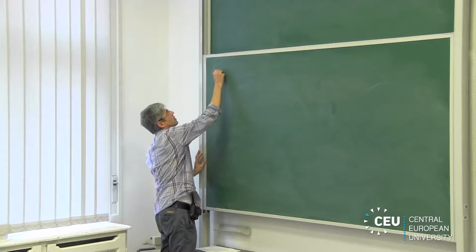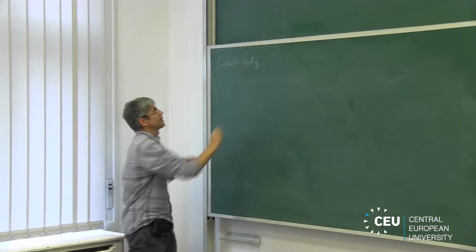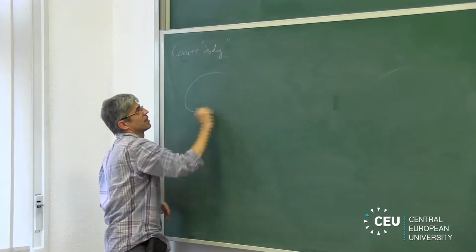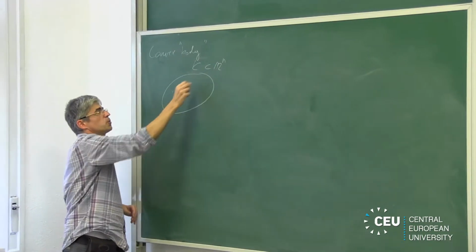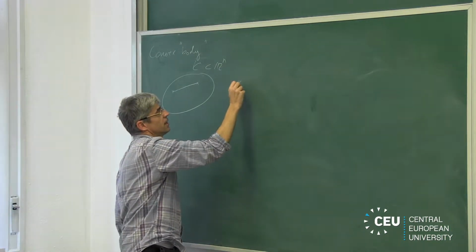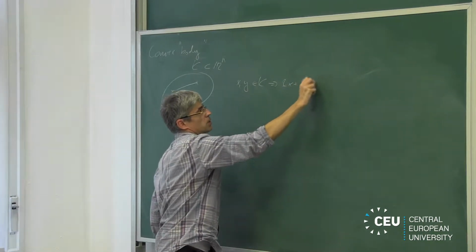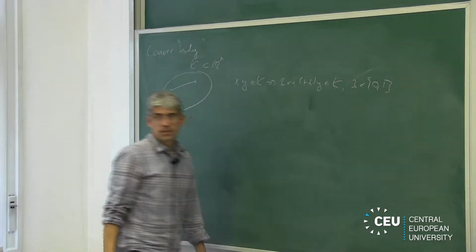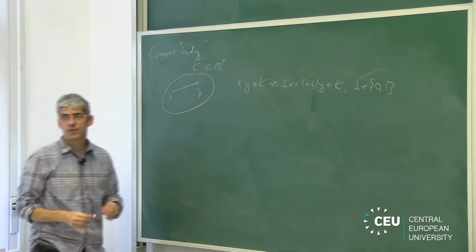So convex body. First of all, it means it's convex, and it means that body. Convex just simply means that you have a shape K in Rn, and it has the property that for any two points, the connecting segment is a subset of K. Algebraically, it means that if x, y are in K, then lambda x plus (1 minus lambda) times y is also in K, where lambda is in [0, 1].